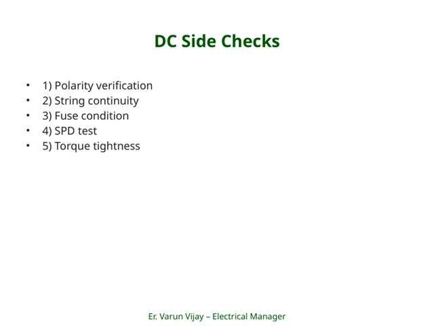It's crucial to confirm that the positive and negative connections are correctly identified to prevent any reverse polarity issues that could damage components or cause safety hazards. Next is string continuity. This involves checking that the entire string of modules or panels is electrically continuous, ensuring there are no open circuits that could disrupt the system's performance.